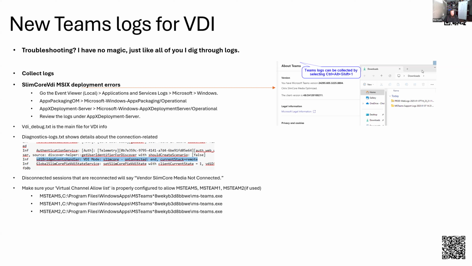And as always for Citrix, if you're using the virtual channel security aspects, make sure you have your virtual channels properly defined with Teams. And you can see that star in there, and that star represents the version. As the version changes, it's kind of like a wildcard.